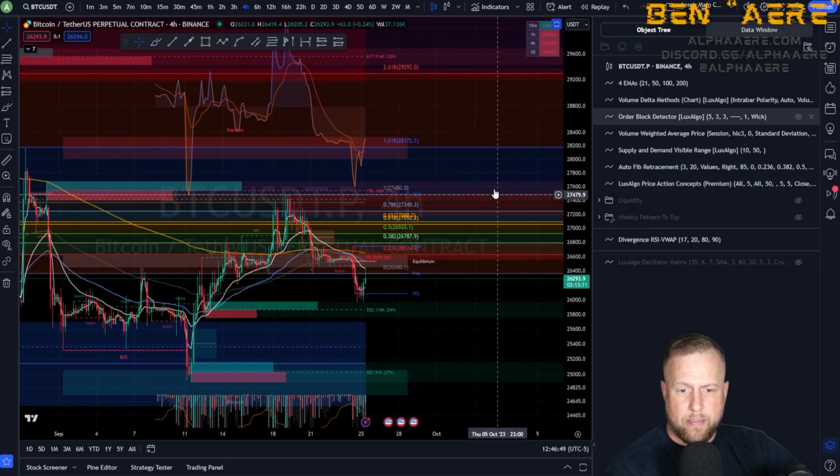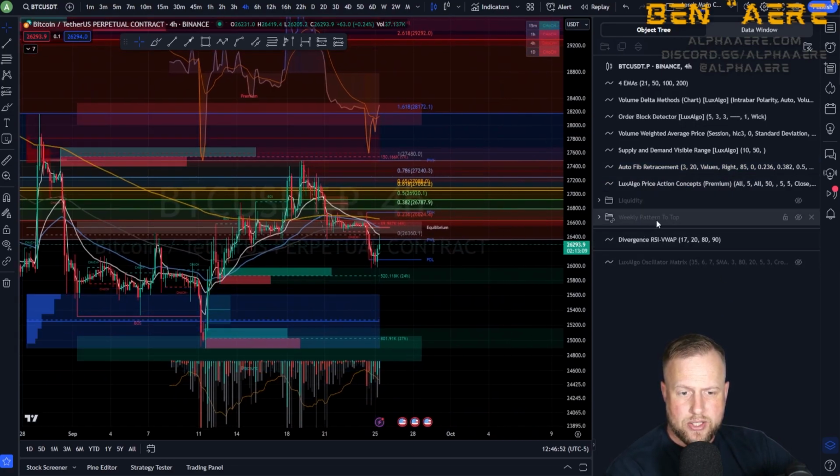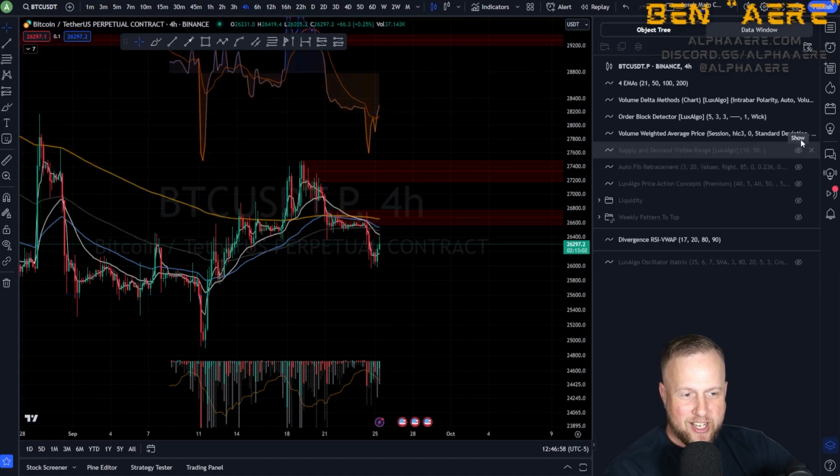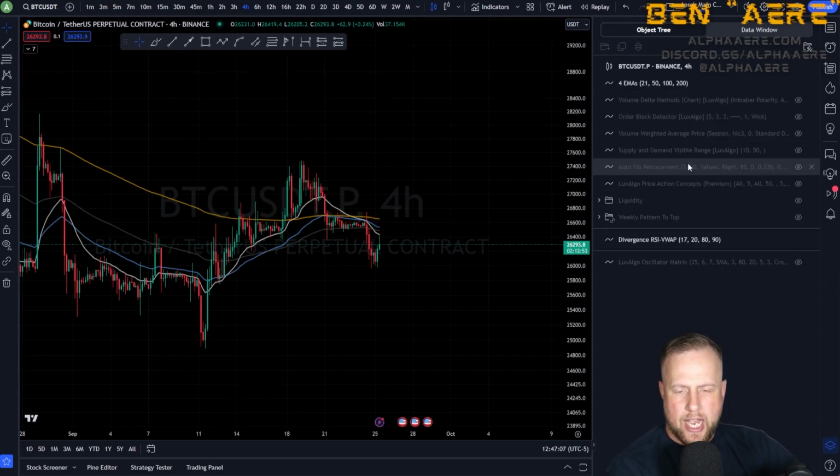The nice thing about this object tree over here, ladies and gentlemen, is this looks muddy. It looks disgusting, right? There's a lot going on. Just turn on the indicators you need, right? You don't have to have them all on. You want the CVD and order blocks on. You want to throw on the fib, throw them on, but use the object tree. It is there for you to use.